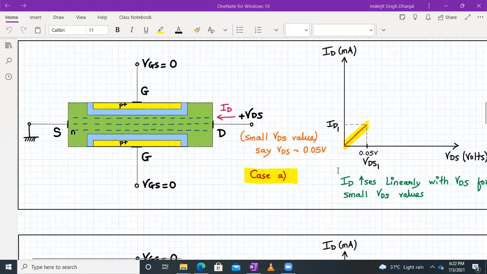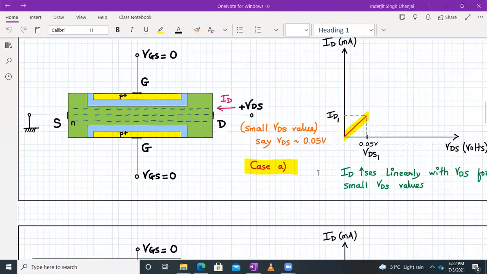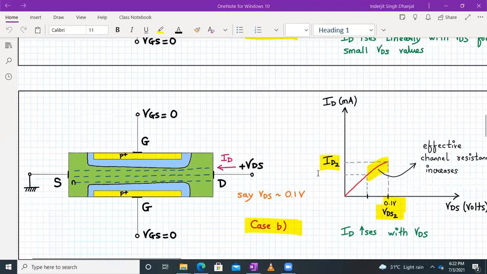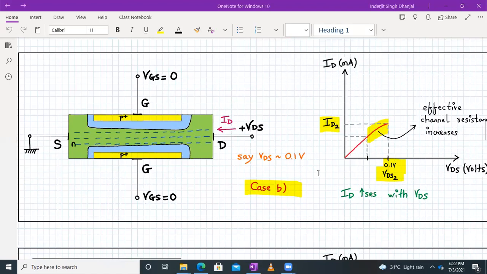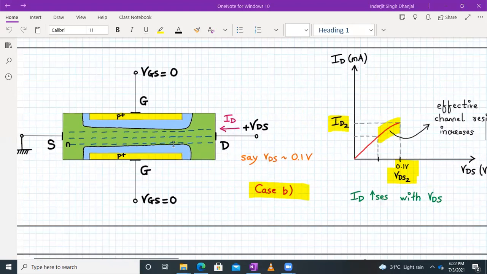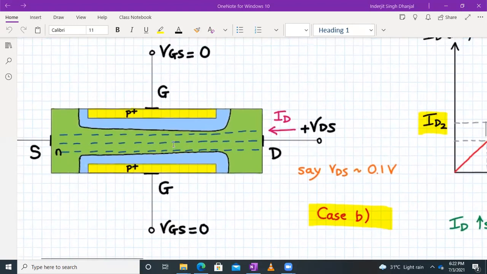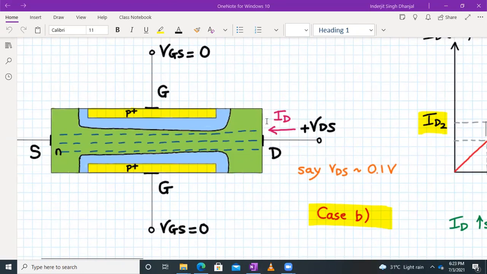So earlier we applied a very small value of VDS. Let us slightly increase the value of VDS. Earlier it was 0.05. Now that voltage has increased to 0.1. What really happens is that as you slowly increase the drain to source voltage, the PN junction between the drain and the gate region becomes slightly more reverse biased. Because we are applying a positive potential to the N region, and the gate potential is applied to 0, ground.